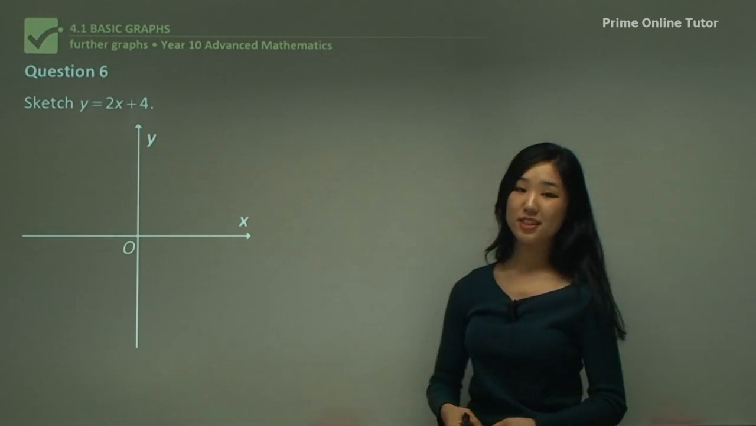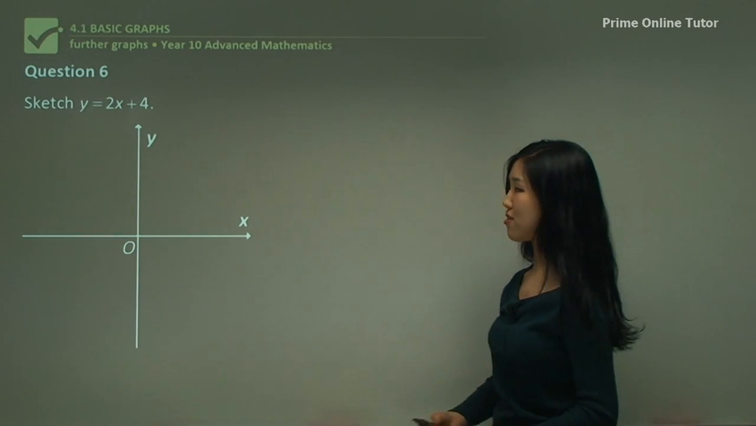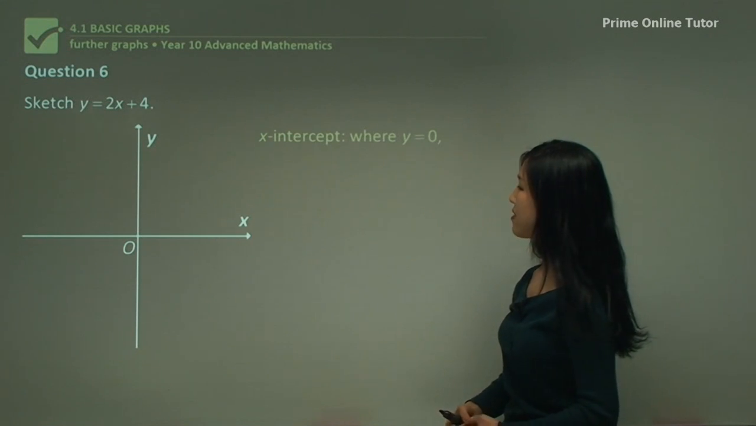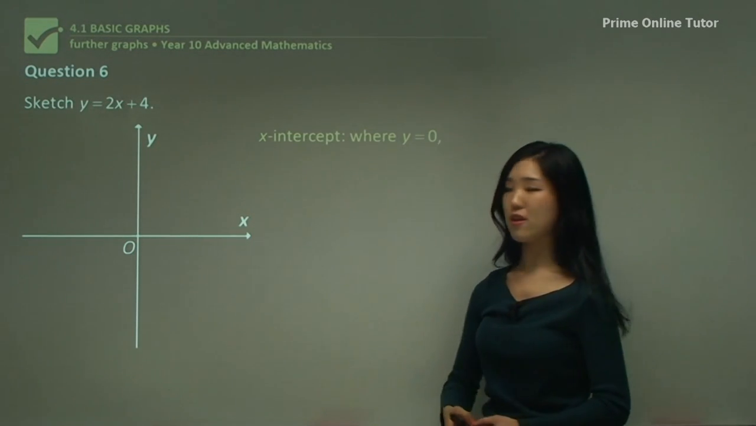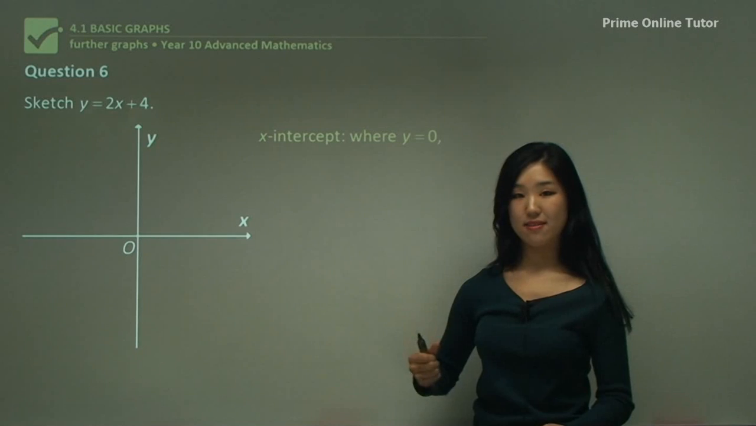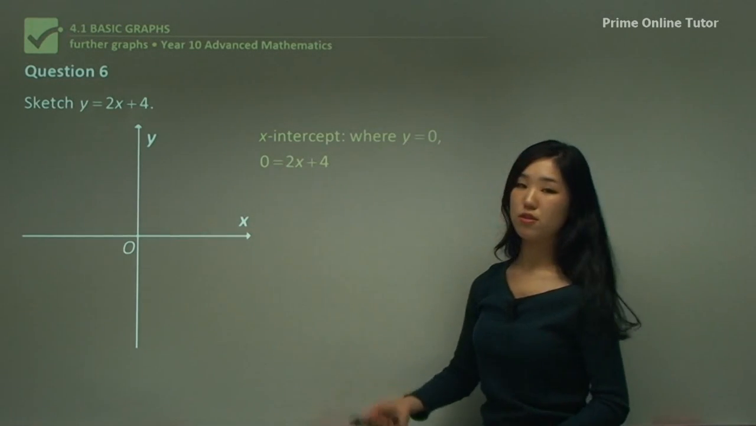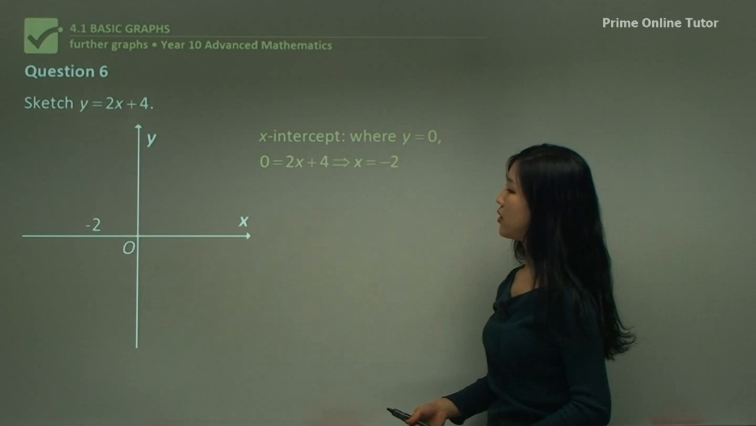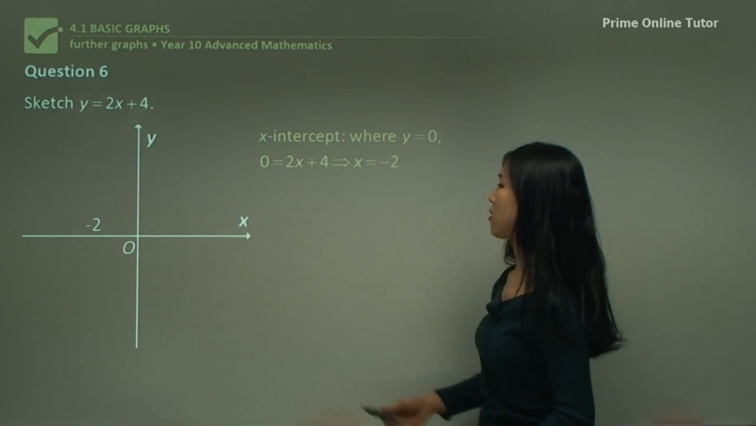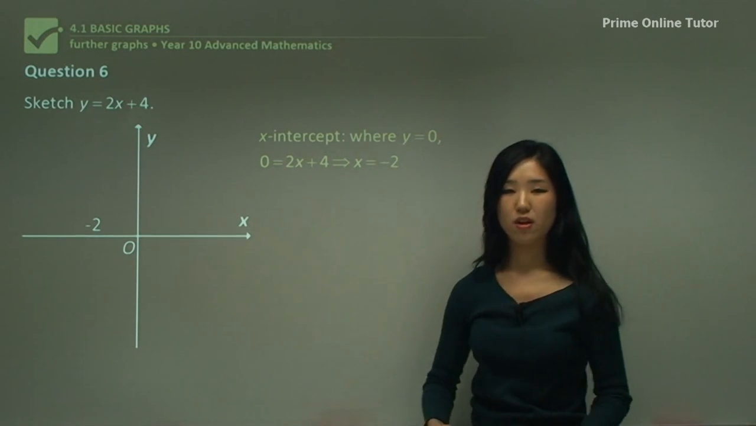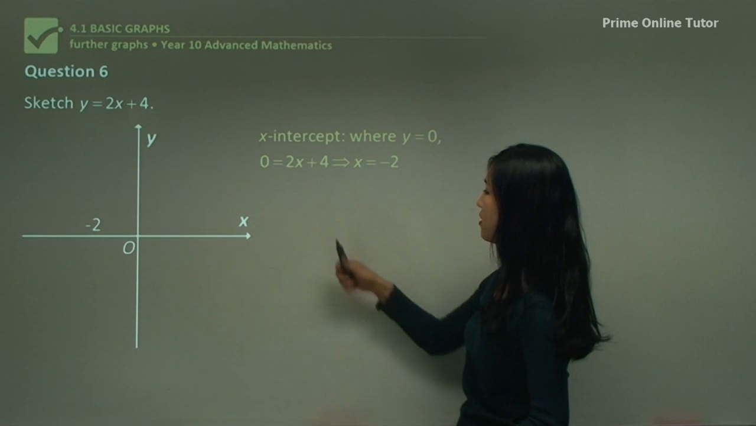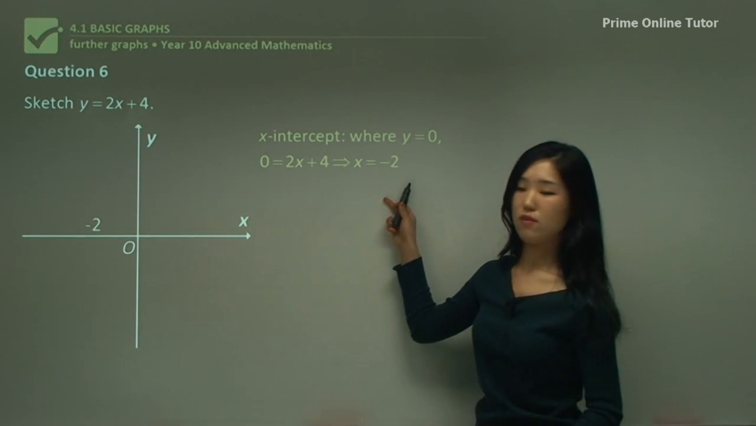Question 6, y equals to 2x plus 4. Again, I'm going to do the same procedure. X-intercept, where y equals to 0. So we're going to start by finding the x-intercept. Sub in y equals to 0 here, so you have 0 equals to 2x plus 4. So x will simply be negative 2. Okay, just solve it algebraically on your own. X would be negative 2 if you solve that one.